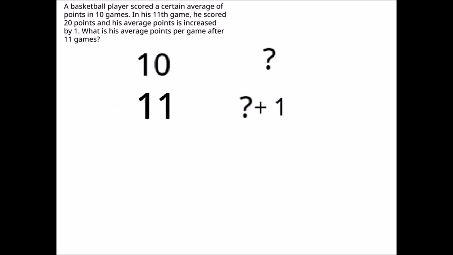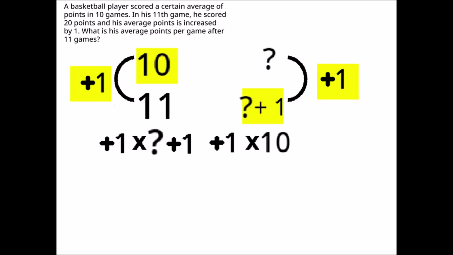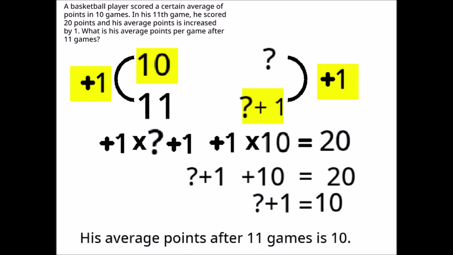Apply the method. But what does it equal to? 20 is the total point change between the 10th and 11th game. Thus we get question mark plus 1 plus 10 equals 20. And question mark plus 1 equals 10. There is no need to solve for the question mark as the question is asking for his average points after the 11th game. Therefore, his average points after 11 games is 10.